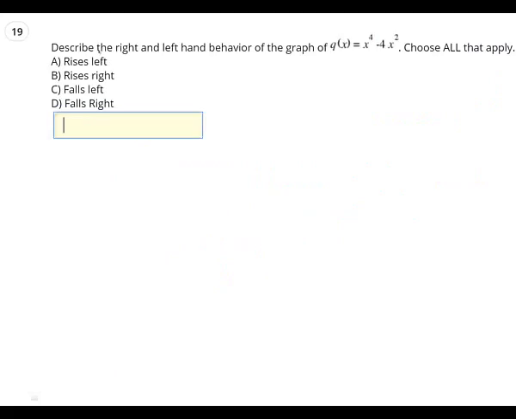All right. We have to describe the right and the left-hand behavior of the graph, and we're supposed to choose all that apply. We have an even exponent. An even exponent means that we are either both pointing up or both pointing down. Because it's positive in front, we know that they're both going to point up. So it doesn't matter what goes on in between here, this is what the end behavior looks like.